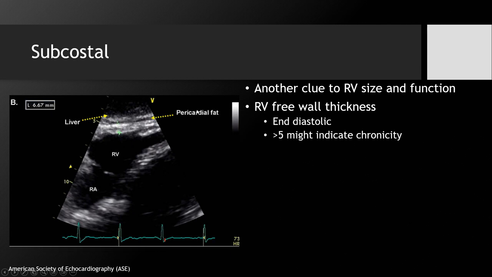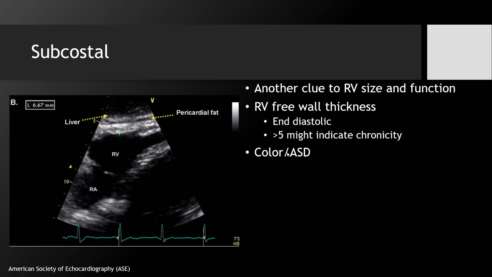And there's conflicting data, but that suggests that greater than 5 millimeters is a sign of chronicity, a thick RV is a sign of chronicity. Greater than 1 centimeter might be even more chronic or more severe. There aren't many great clues other than RVSP that I just mentioned to help you determine whether or not RV dysfunction is acute or chronic. So this is just one of the other clues and cues: looking at RV free wall thickness.